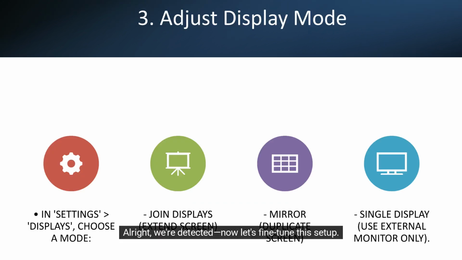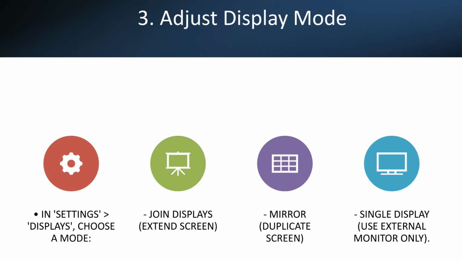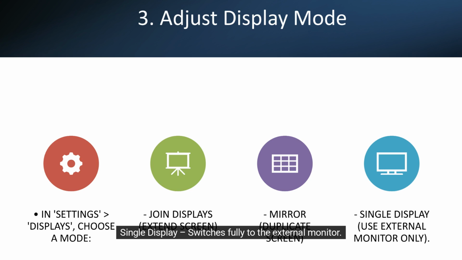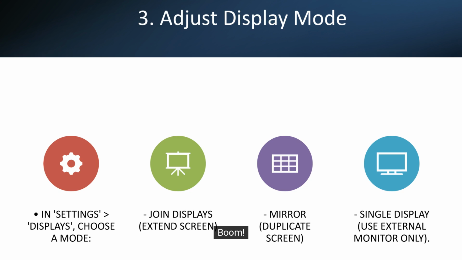Alright, we're detected. Now let's fine-tune this setup. Under Settings Displays, choose how you want the screens to behave. You got options. Join Displays extends your workspace like having two monitors. Mirror clones your main screen onto the second display. Single display switches fully to the external monitor. Pick what works for you and apply the changes. Boom! You're golden.